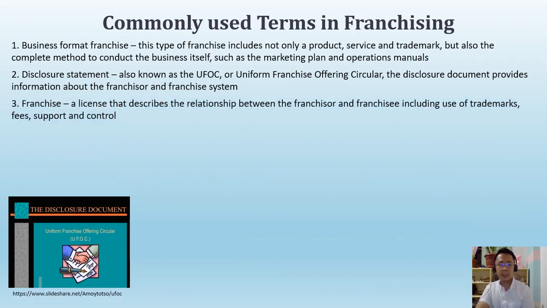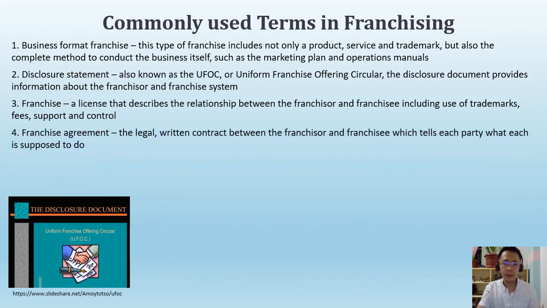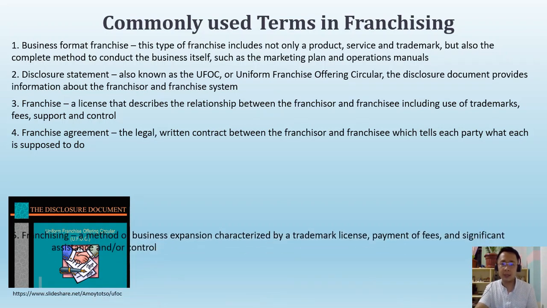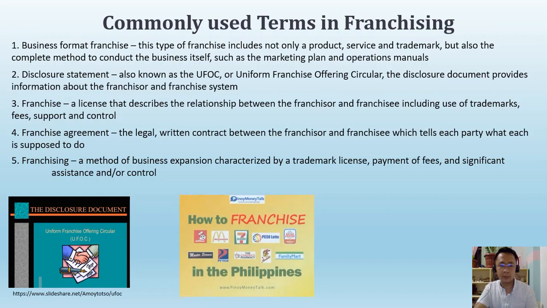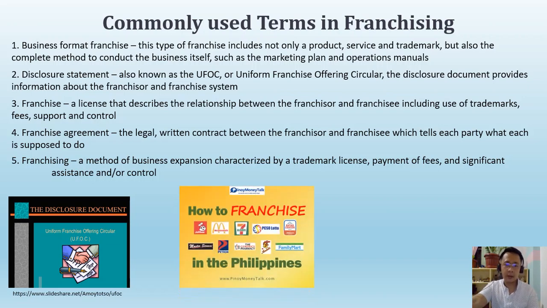And also the franchise, a license that describes the relationship between the franchisor and franchisee, including use of trademarks with fees and support and control. Franchise agreement, the legal written contract between the franchisor and franchisee, which tells each party what each is supposed to do. Franchising is a method of business expansion characterized by a trademark, license, and payments of fees and significant assistance and control.